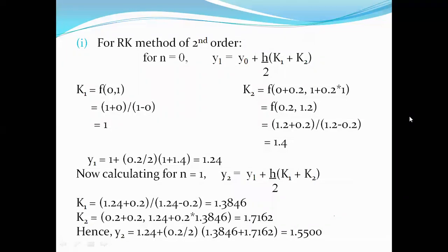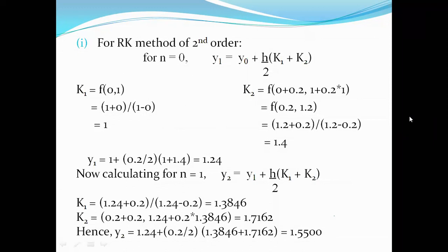Now putting the respective values in the formula, we are getting y0 as 1 plus h, we have 0.2. So 0.2 divided by 2, into (K1 plus K2). We have K1 as 1 and K2 as 1.4. So after solving this, we are getting Y1 as 1.24.